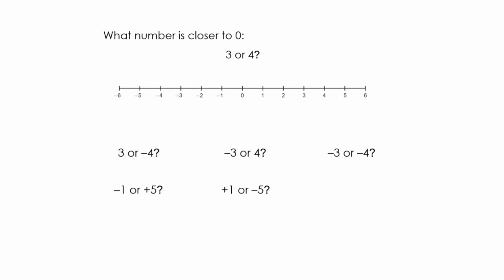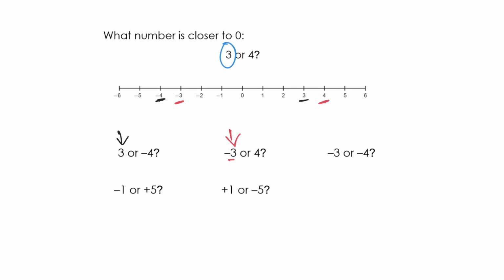What number is closer to 0? 3 or 4? Well, here's 3, here's 4, there's 0. Clearly the answer for this one is 3. So let's look at the other ones. Looks like we're going to have to do some erasing here because we have a few examples. Which is closer to 0? Well, you have 3, negative 4. 3 is closer.